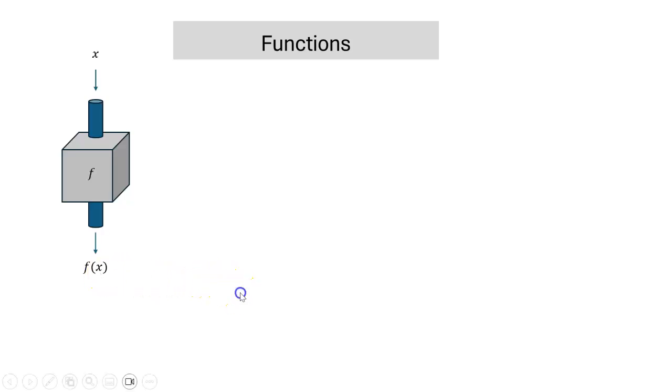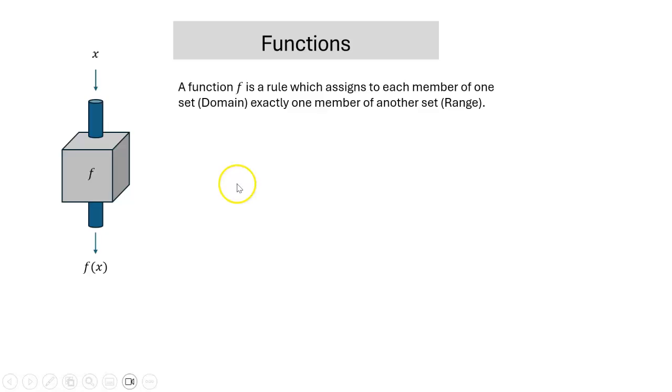Now here's another way to define a function. A function f is a rule which assigns to each member of one set, that's called the domain, exactly one member of another set. We call that the range. So here's an example. F takes the input, squares it, then adds 3.